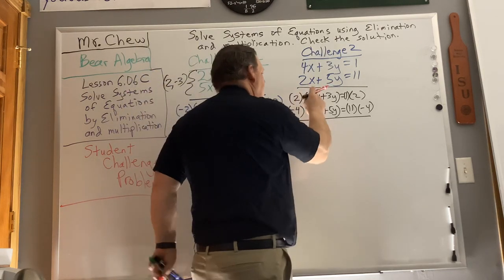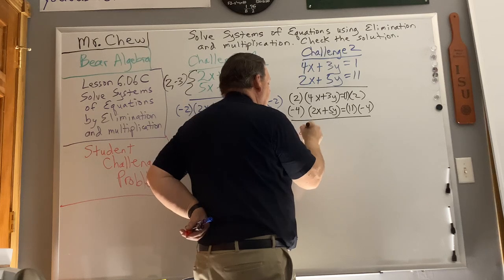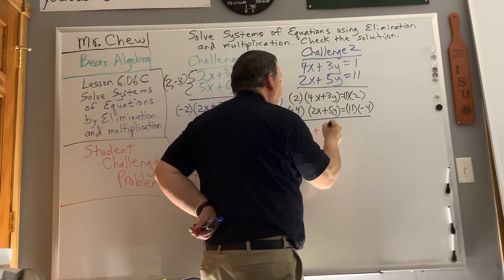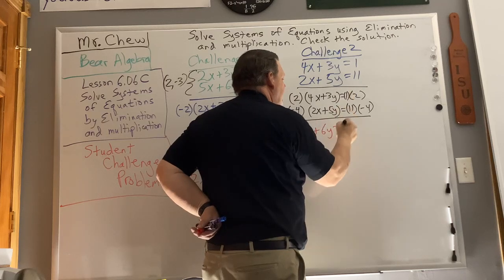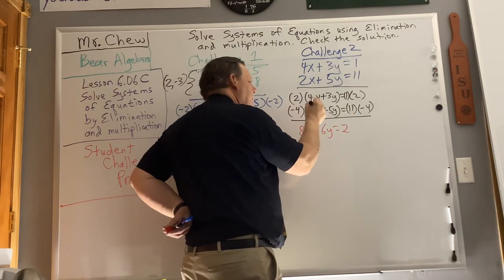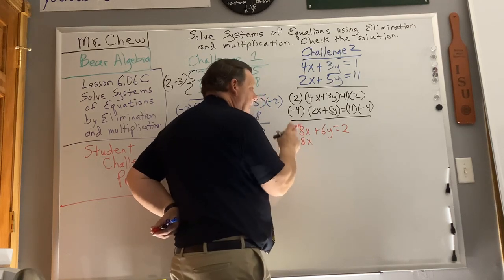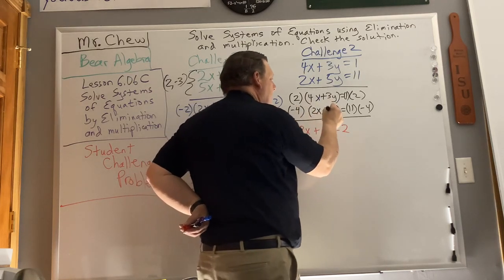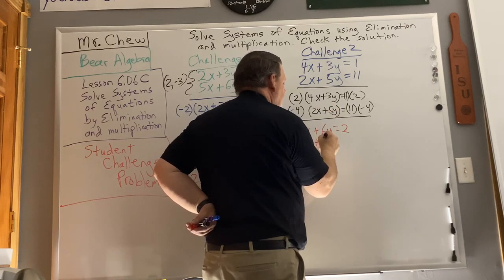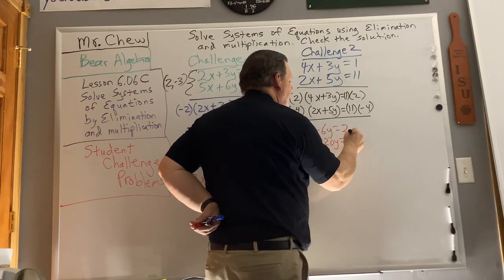So I have to use the distributive property. So you get 2 times 4x, which is 8x. 2 times plus 3y is plus 6y. And 1 times 2 is 2. And then the negative 4 times 2x is negative 8x. There we go. It's going to eliminate, which is what we want. Negative 4 times 5y is negative 20y. And negative 4 times 11 is negative 44.